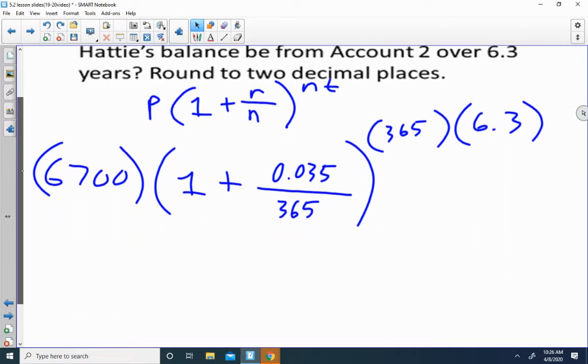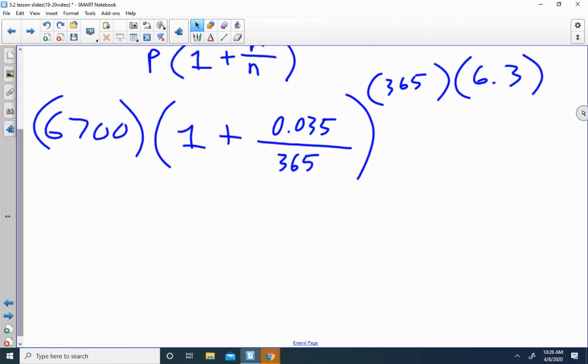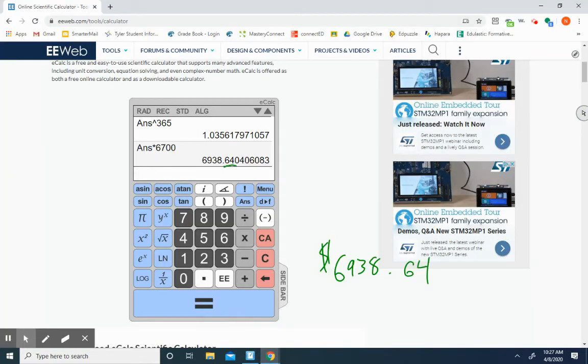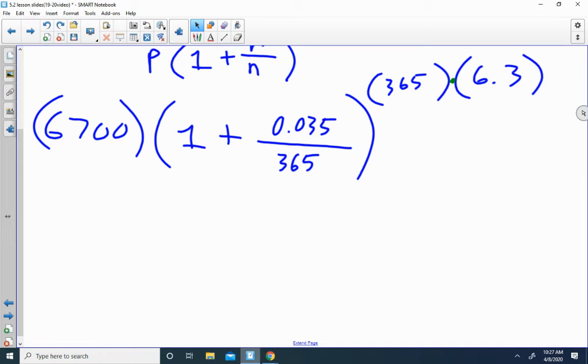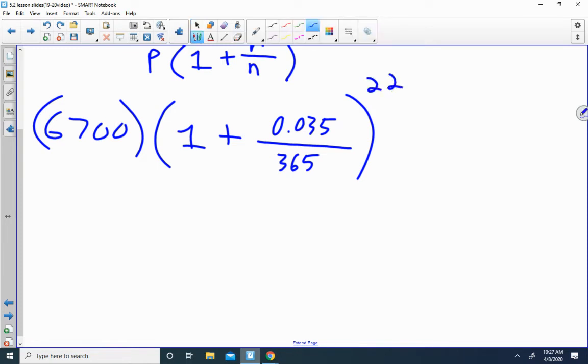Okay, this is going to be a little bit different. I would recommend we first figure out what this power is going to be. 365 times 6.3. So erase that. So we'll do 365 times 6.3, and that's going to be our power, 2299.5. So I'm just going to go ahead and erase that. I'm going to say the power is 2299.5. Just to clarify that and just get that out of the way.